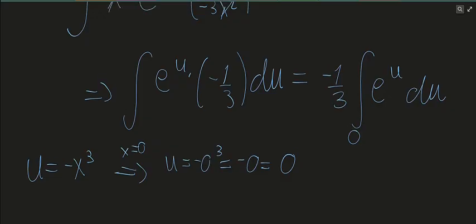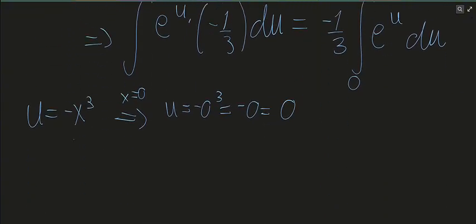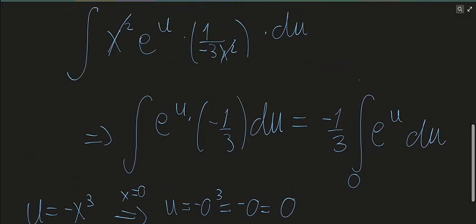The original top was x equals 1. So let's see what u becomes. u equals negative x cubed. So when I plug in x equals 1, what do I get? I get u equals negative 1 cubed, and that gives us negative 1. So the top one is negative 1.